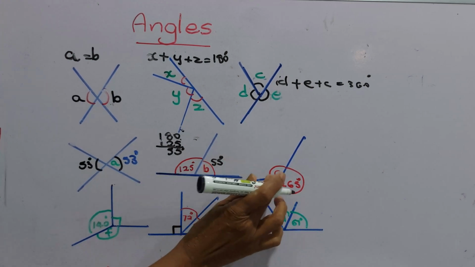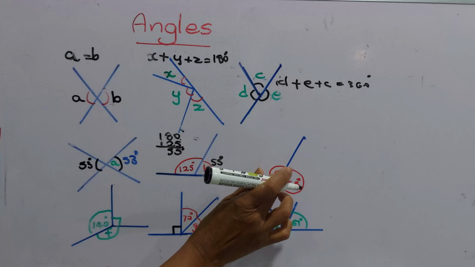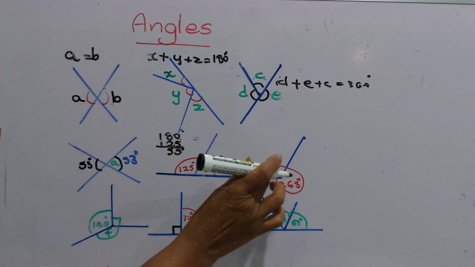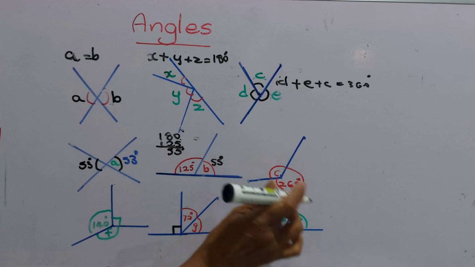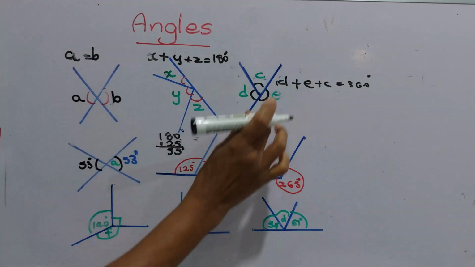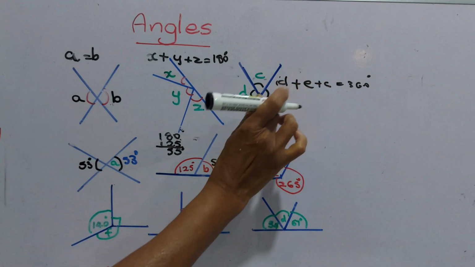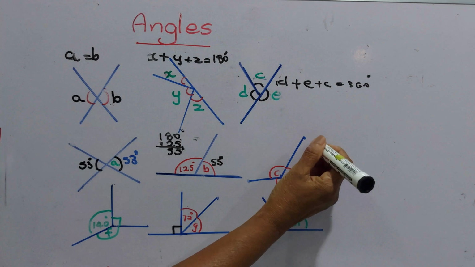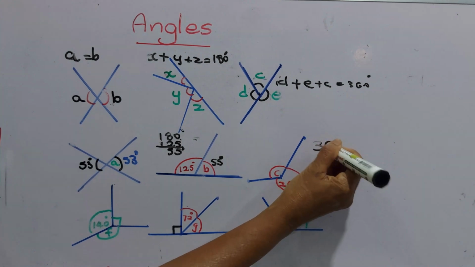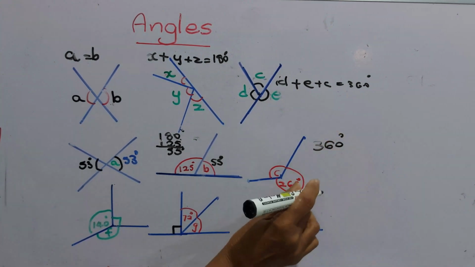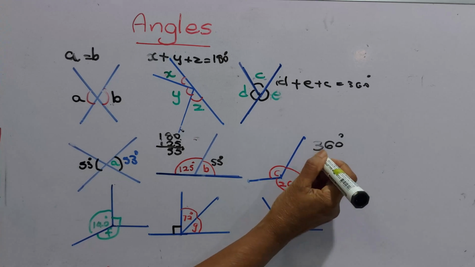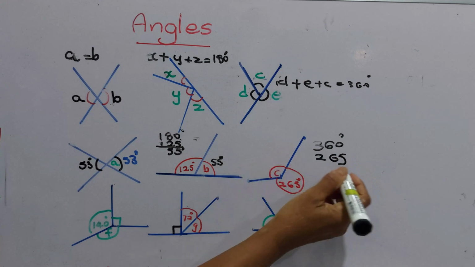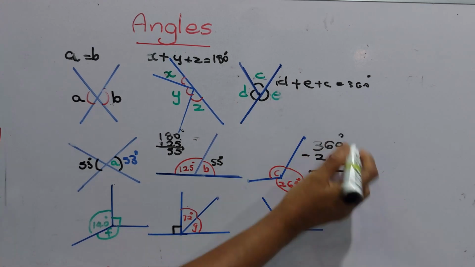Now we are going to find angle C. What's the value of angle C? We are going to calculate this unknown angle, angle C. What are we going to do? This is the point. At one point, all the angles add to 360 degrees. We have to subtract 265, then it gives the value of angle C. We have to subtract.